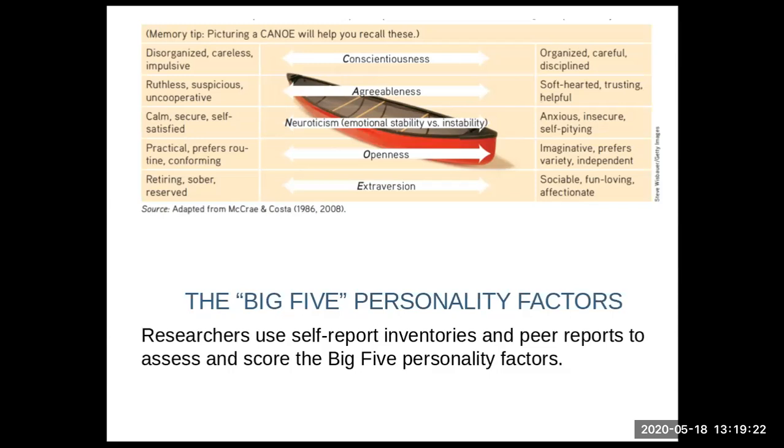So, looking at the categories, we have conscientiousness. On the lower end is very disorganized, careless, and impulsive. On the higher end is very organized, careful, disciplined.